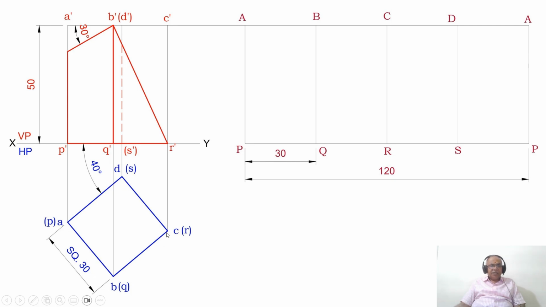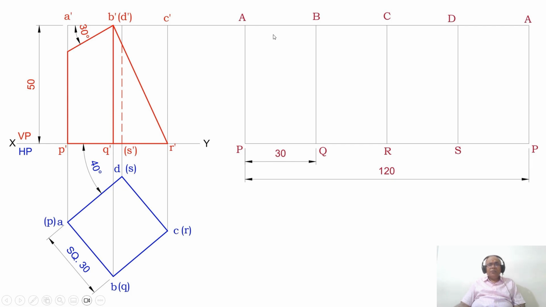C dash, D dash is parallel to HP, that is also in true length. And DA is also in true length because D dash, A dash is parallel to HP. So from A, you measure 30 mm and mark this point. Similarly, from B, again you mark 30 mm and you mark this point. From C to D, it is 30. From D to A, again it is 30.